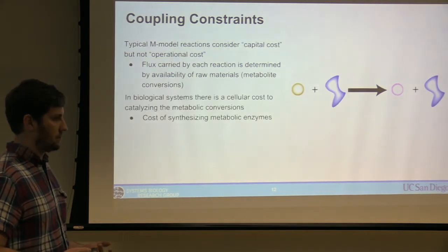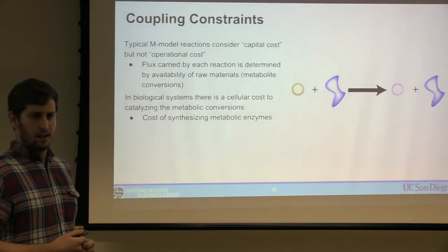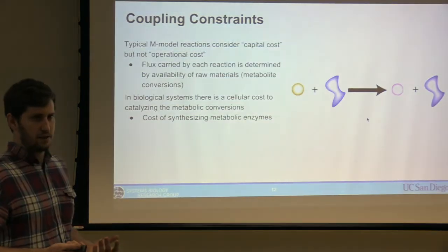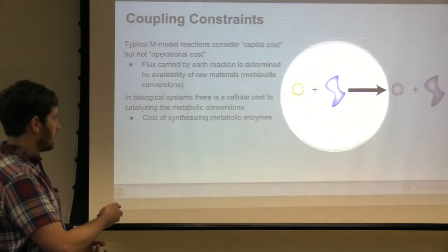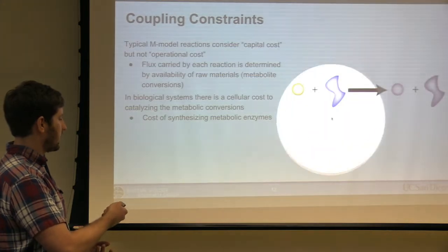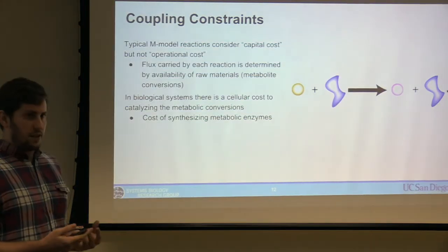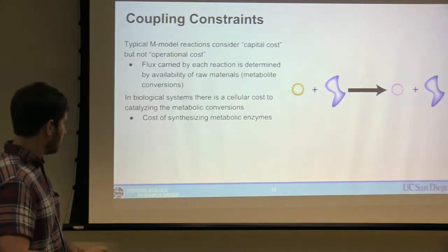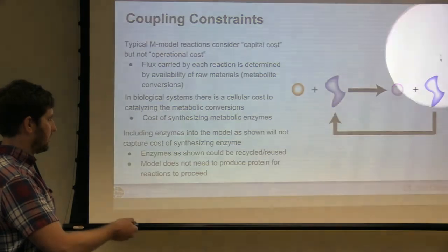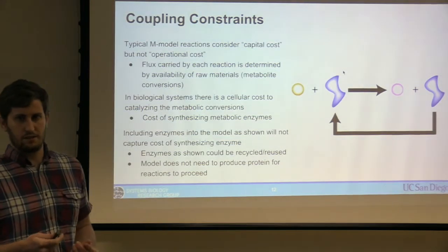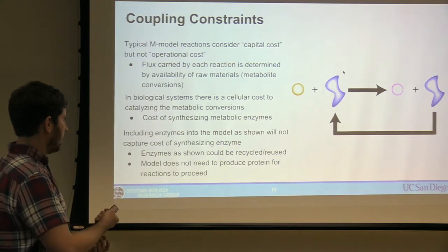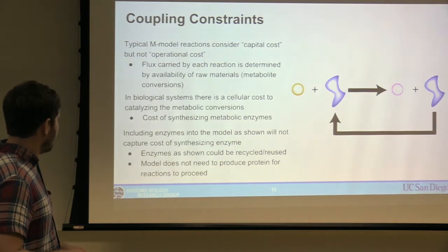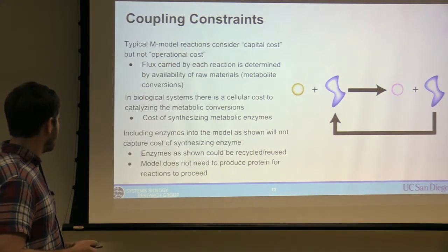In cellular systems, this could be done by just adding the enzymes directly to this reaction. Since an enzyme by definition is not created or destroyed, it shows up in both the reactants and the products. But if you do this in an M model and just apply all the enzymes in this way, you're going to have a regeneration of all the enzymes. So what you would end up seeing is there's no way for the model to actually produce the enzymes required to run that reaction. And this is where coupling constraints actually come in.